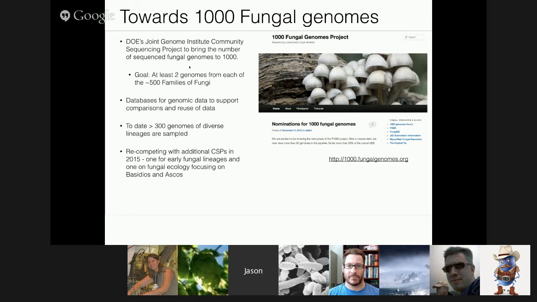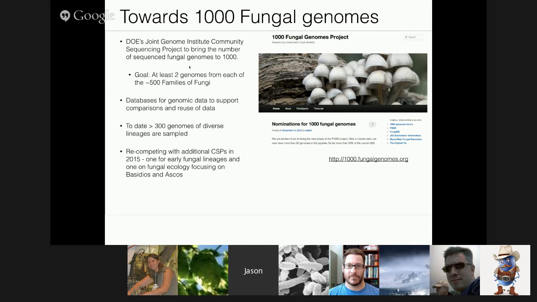And so I called this the Noah's Ark of fungi, where we were going to get 2 genomes from all of the 500 families of fungi as a way to make sure we're sampling the phylogenetic diversity of the kingdom. As we dig deeper into these samples, we realize that we don't know that much about the diversity, and so 500 is perhaps an arbitrary number for families. There's probably quite a few more as we start digging in deeper.